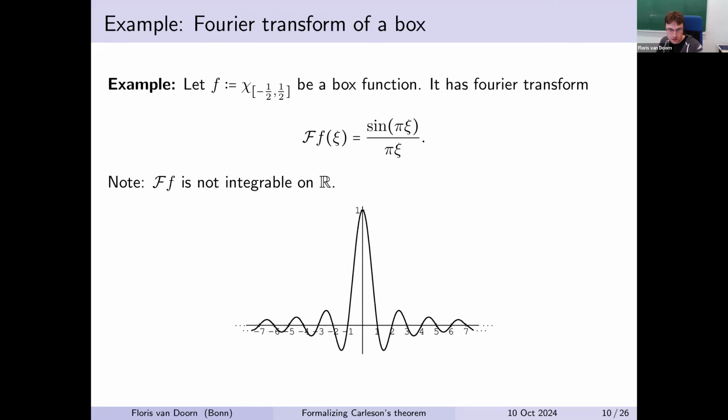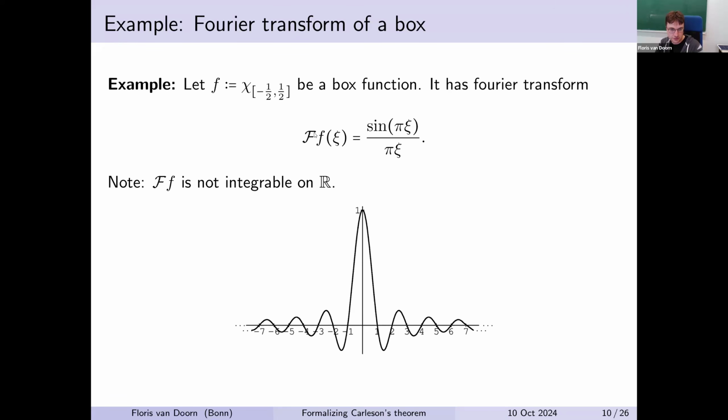But we often want to apply the Fourier transform to functions that do not satisfy these properties. So for example, if you just start with a box function, so f is just 1 on the interval from -1/2 to 1/2, and 0 everywhere else, then this is definitely not a continuous function, and its Fourier transform is basically sin xi over xi, up to some constant.